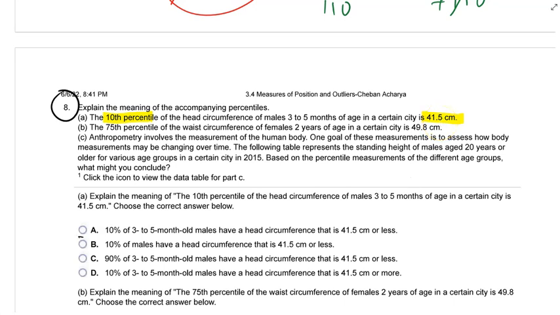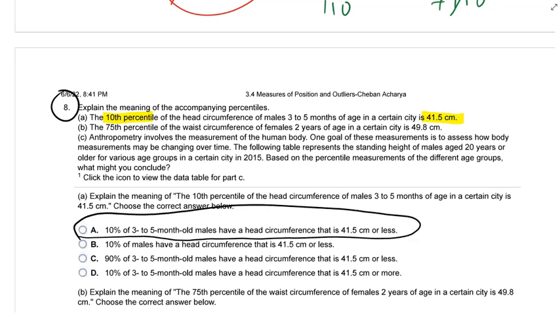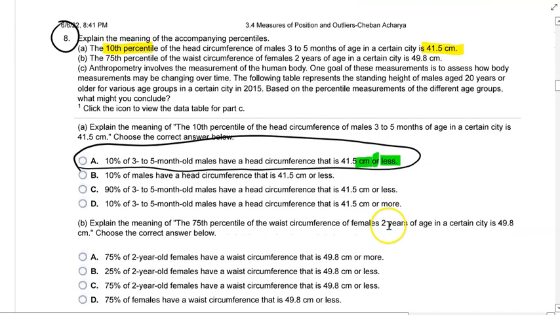A, that means 10% of data are less than 41.5 centimeters or less. Notice that: centimeters or less. You have "or less" here. That means 10% of 3 to 5 month old males have a head circumference that is 41.5 centimeters or less.